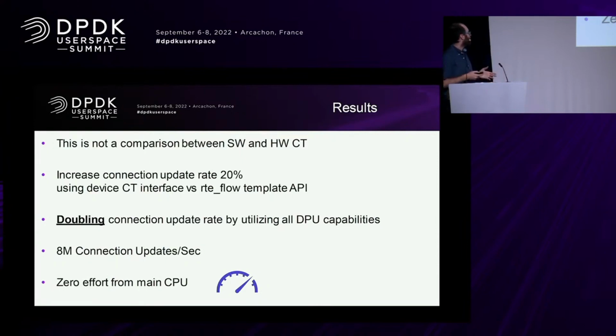And we're talking about more or less 8 million connection updates per second. And again, updates, not configuration, it's configure and delete. And all of this is done with 0 effort from the main CPU. The application is running on the DPU, the hardware executes those offloads that are being done.